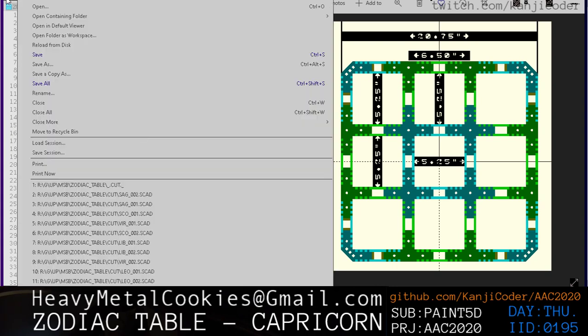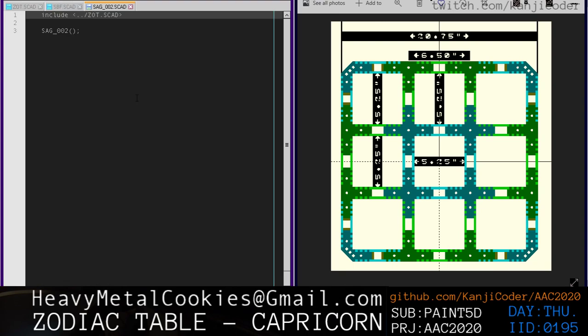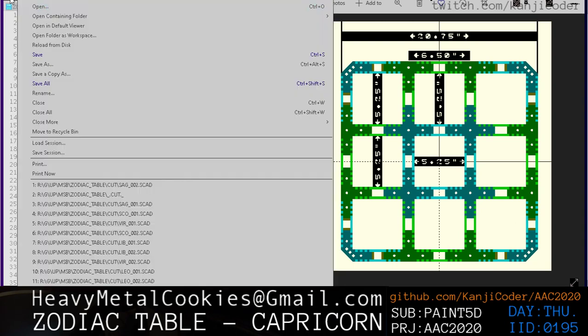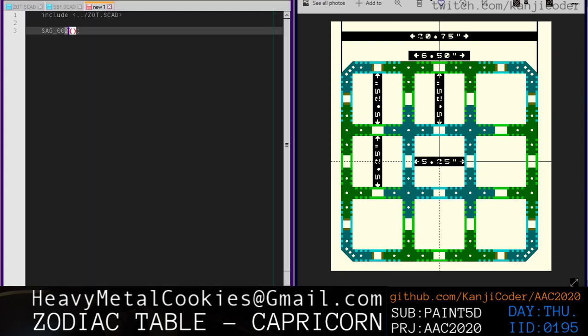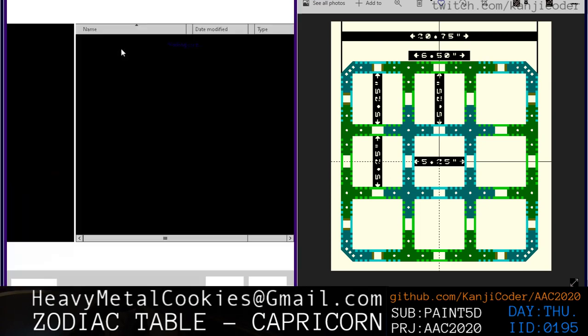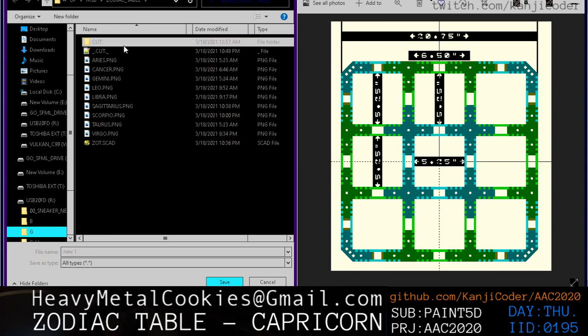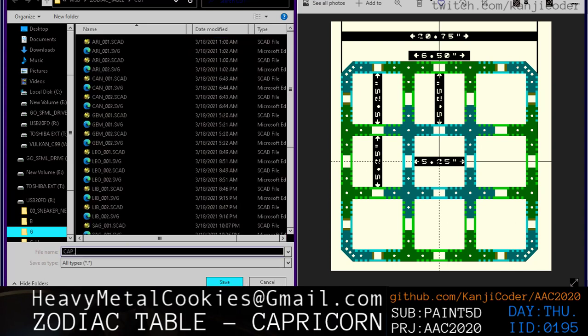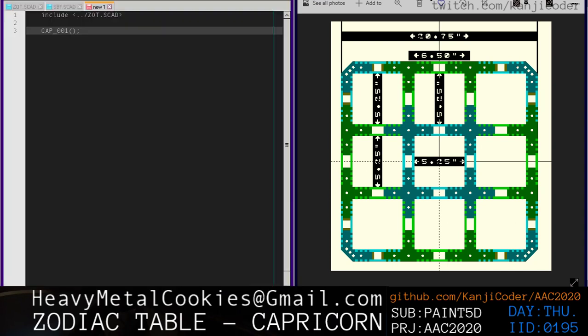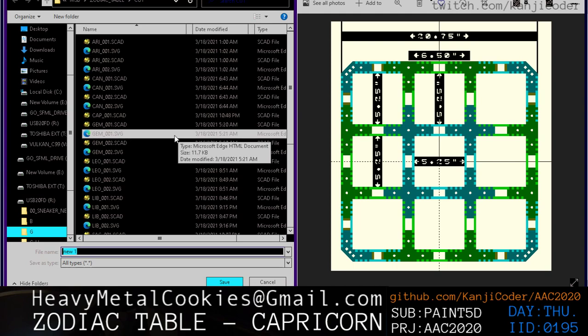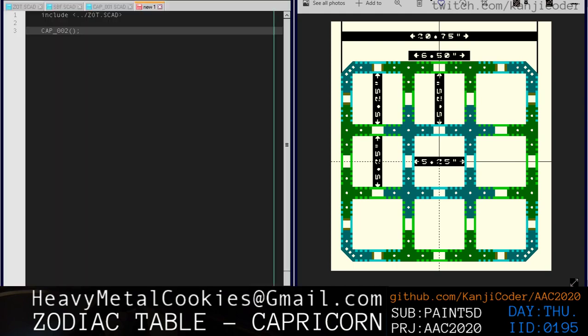Let's close this, and then open up this and create the files that we're going to use to create the SVGs. Let's start off with Capricorn 01 and save this within the zodiac table in the cutting files. It's going to be called cap001.scad. Then we'll create the other boilerplate, cap02. Save that as cap002.scad. Cool, we got that. So we got cap2 and we got cap1.